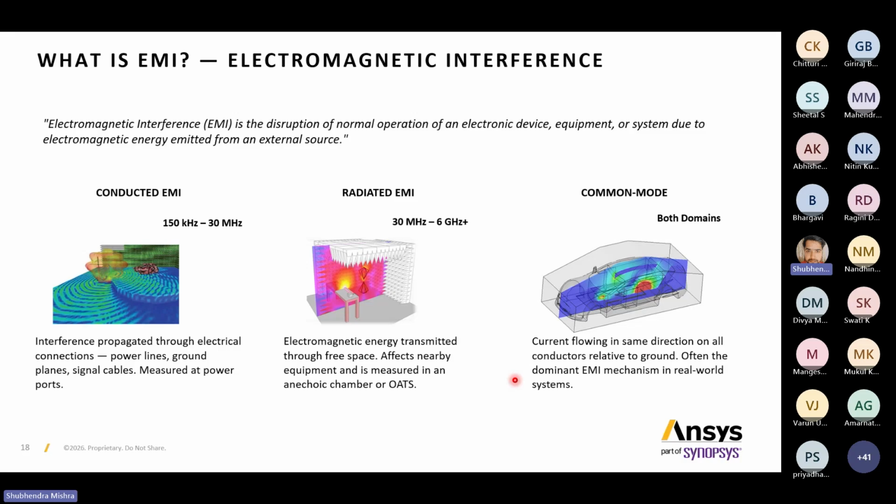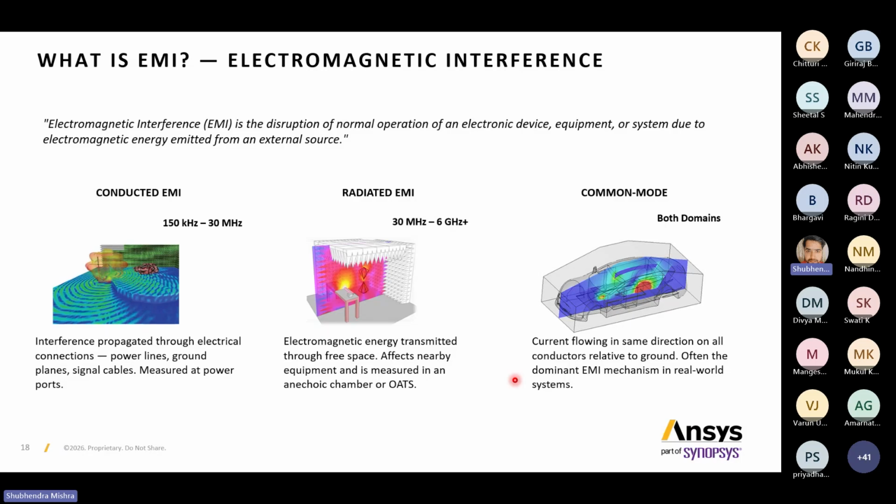Now, what is EMI? Basically, it is the interference which occurs when there are multiple devices in one environment, and one is affecting the other. Due to that, electromagnetic interference appears. For the multiple tests here, you can see that there is the conducted EMI, the radiated EMI, and the common mode EMI.